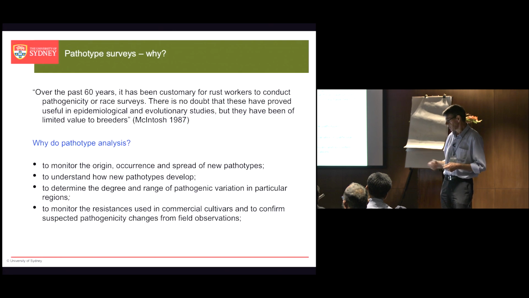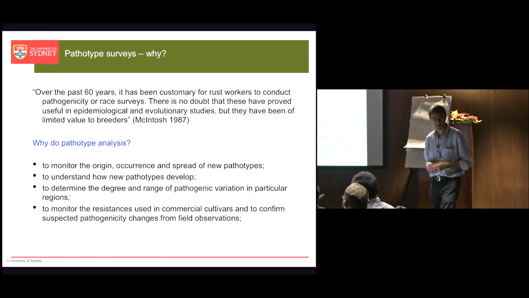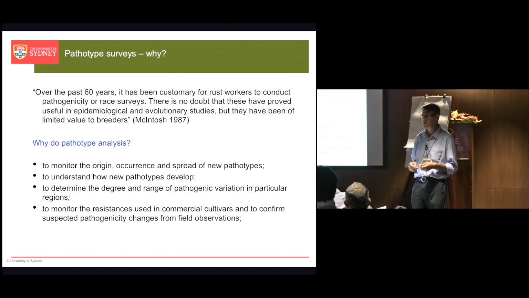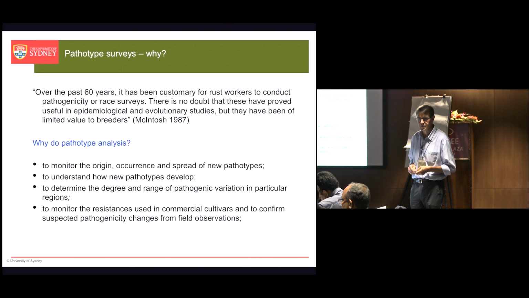To monitor the resistances in commercial cultivars and confirm suspected pathogenicity changes. So this is what we call resistance breakdown. Farmers are growing a nice variety that breeders have worked very hard to produce. It is genetically resistant to rust, and all of a sudden they find rust in it. What's happened? Has the resistance been overcome? Maybe the farmer's not even growing the variety he or she thought they were. That happens sometimes.